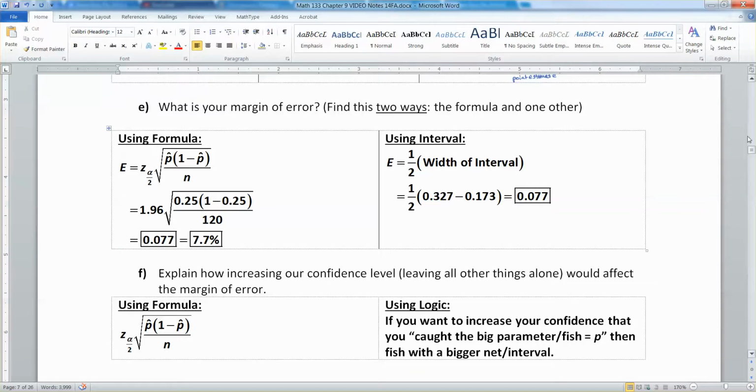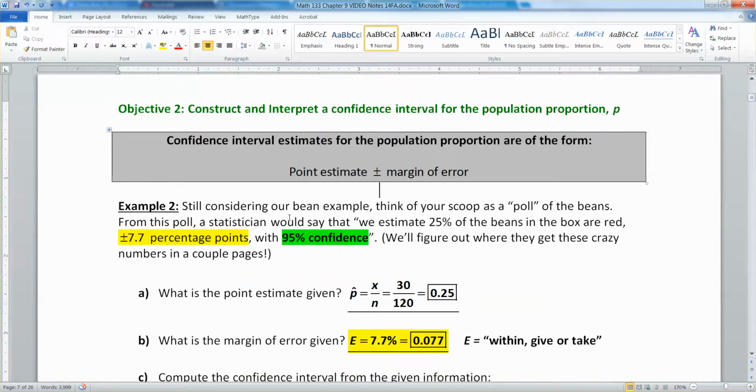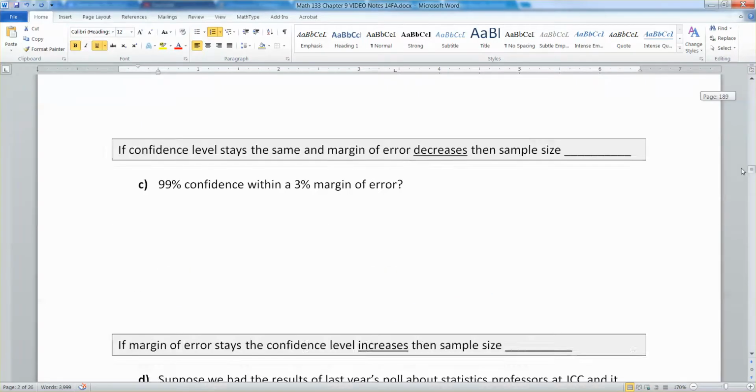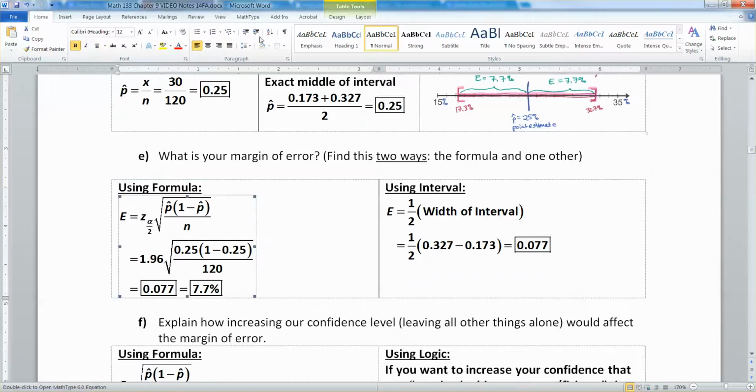Now remember, way back at the beginning of this section, second page, right here, I said, think of your scoop as a poll, and then I had said, we estimate 25% of the beans are red, plus or minus 7.7 percentage points. Now you know where that came from. That error being 7.7%, right here, comes from the formula. And you can see it right down here. That error that we're finding right there is from that formula.